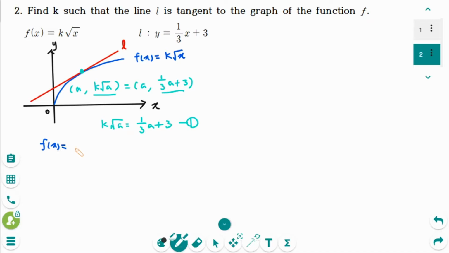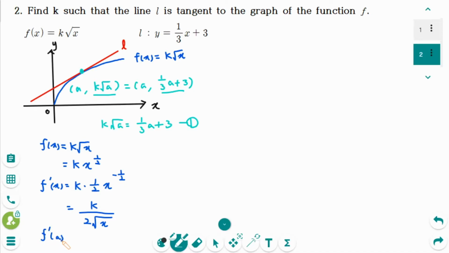F of x equals k square root of x. We can rewrite as k times x to the power of 1 over 2. So slope equals k times 1 over 2 x to the power of minus 1 over 2. So k over 2 square root of x. The slope of the tangent line at x equals a is f prime a equals k over 2 square root of a, which is the same as 1 over 3. Therefore, k over 2 square root of a equals 1 over 3. This is number 2.